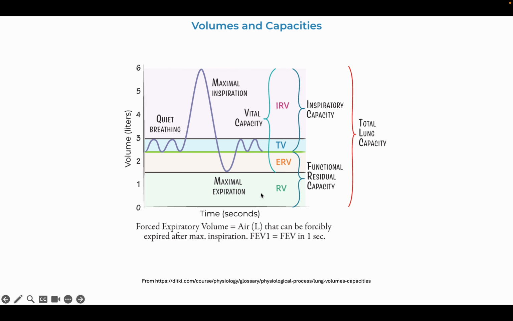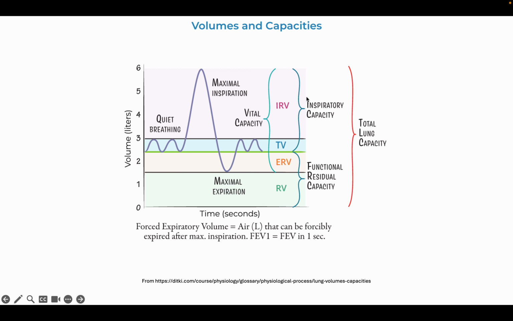And then there's always some air left over in your lungs at all times. That's called your residual volume. Your lungs have a very high surface tension in the alveoli, and without a little bit of air staying in them, they would collapse. We don't want that, so you have residual volume. And those are the four volumes.